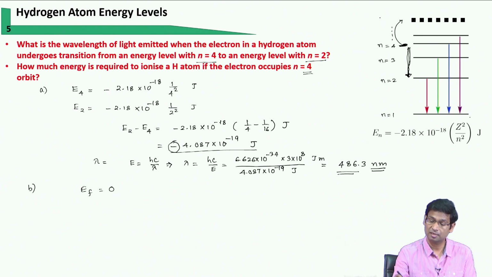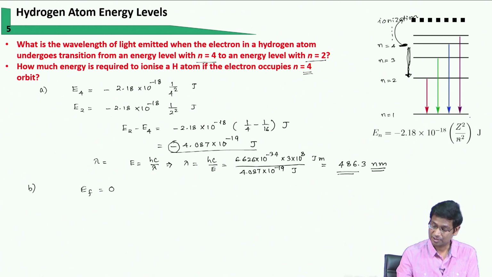This is the ionization limit, which means the electron is now called a free electron. It is not associated with any nucleus. So its energy is 0 because n goes very large. And what is the E initial? E initial is simply E4.